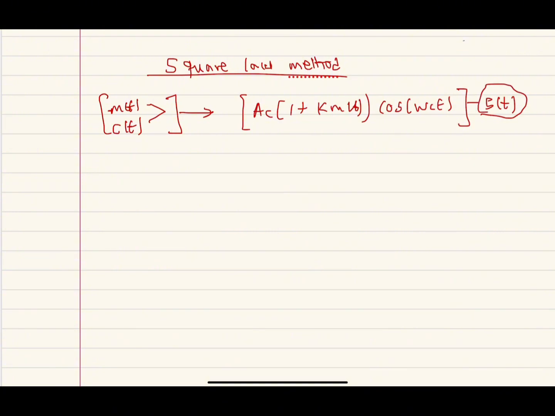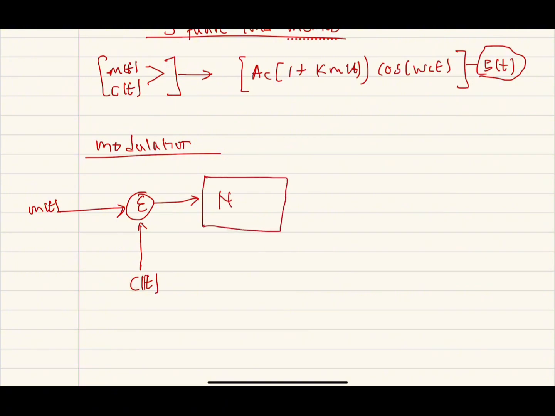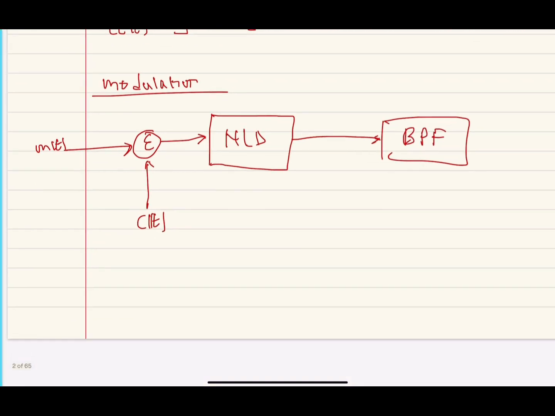So let me do some sketch here. During the modulation, we needed two signals, which are the message signal and the carrier signal. This m of t, and this is c of t. And this signal is going to be our input, and this input is going to be fed through the nonlinear device. And then from there, we pass it through a bandpass filter. This is the modulation.